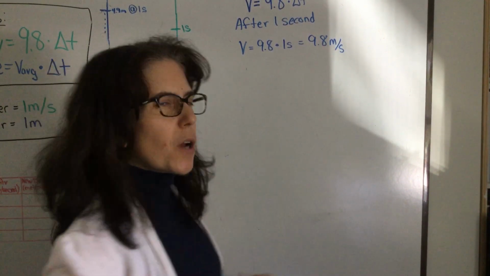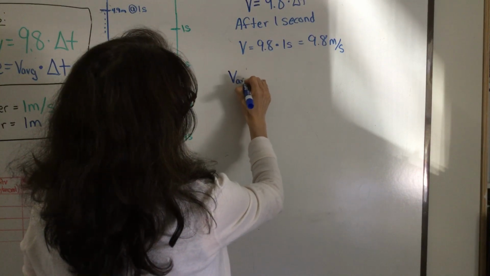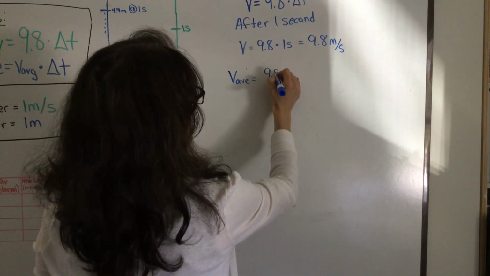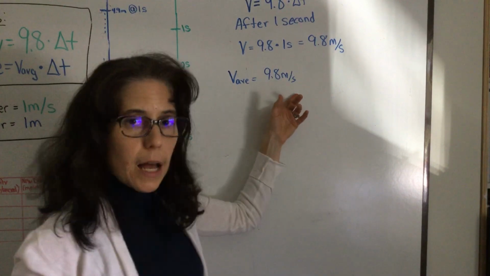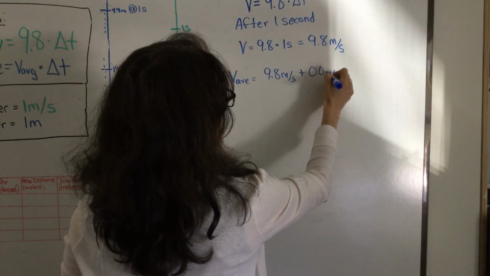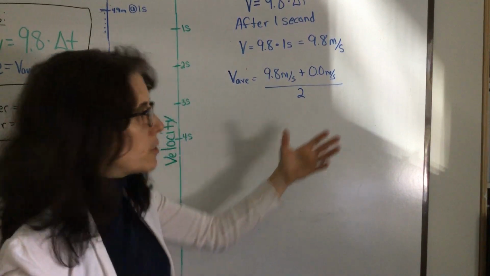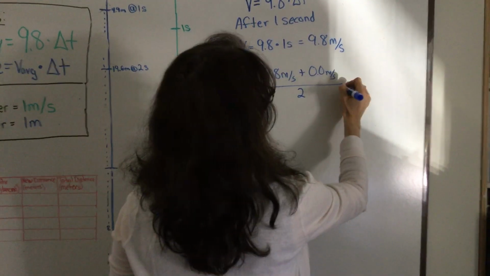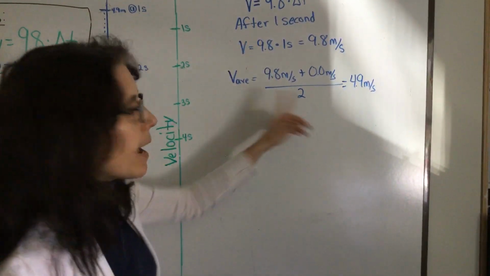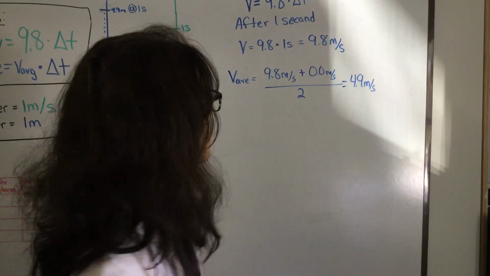So let's see if we can figure out what the average velocity is in that first second. Well, how would you figure out an average? You would take both velocities, its first velocity and its second velocity. The first velocity was 0 and the second velocity was 9.8. You add them together and divide by 2, two velocities, the first and the last. Divide by 2 gives us 4.9 meters per second. So the average velocity in the first second was 4.9 meters per second.